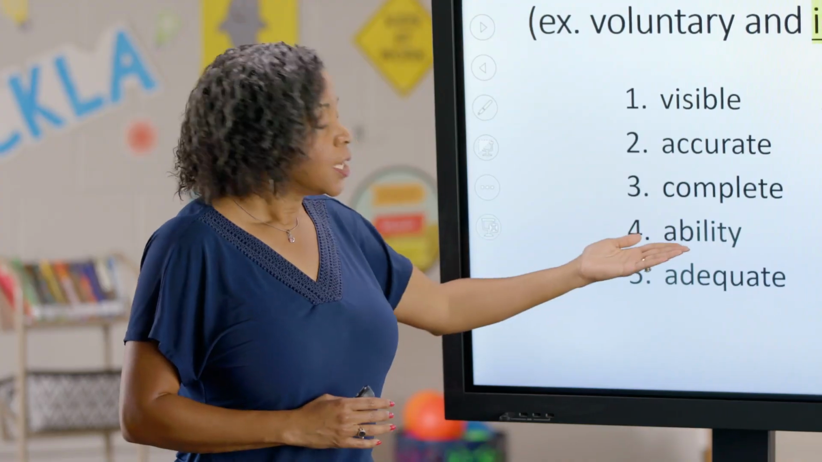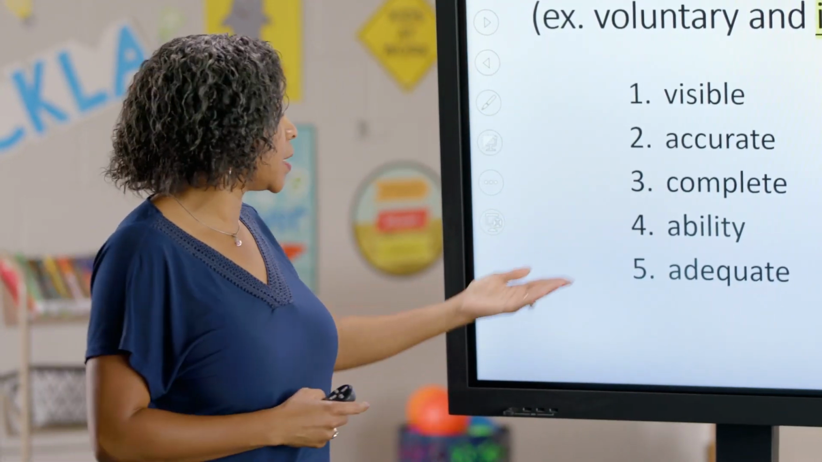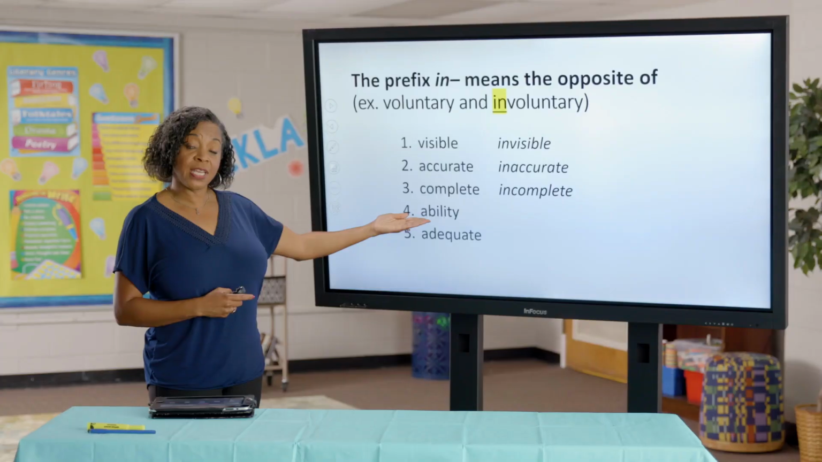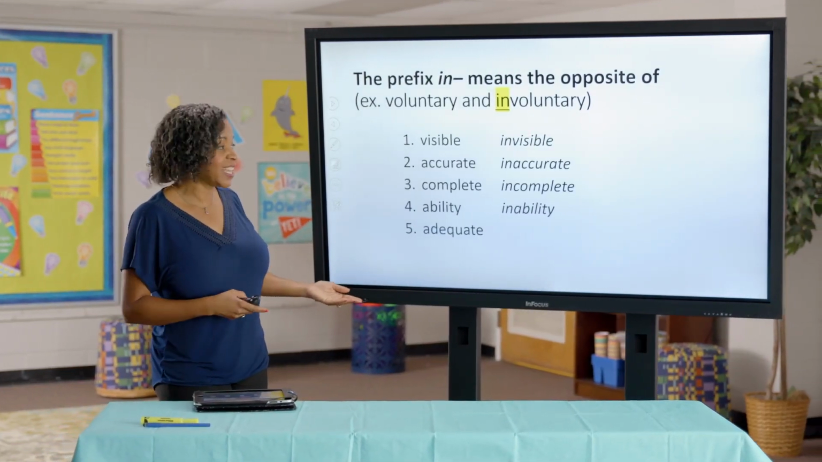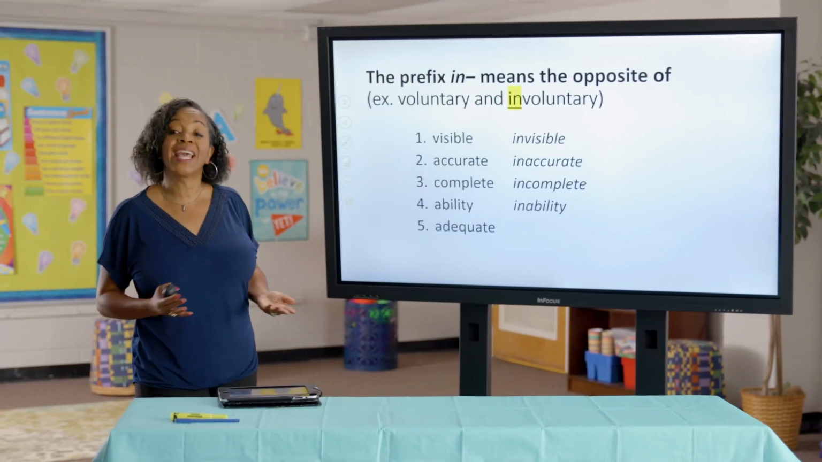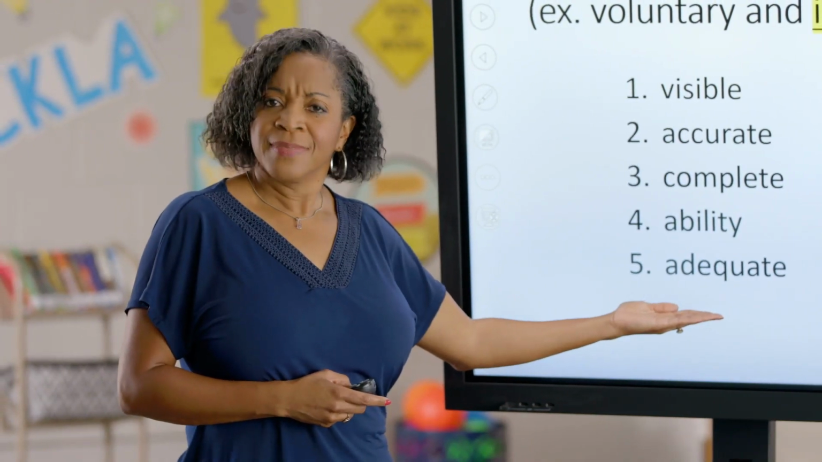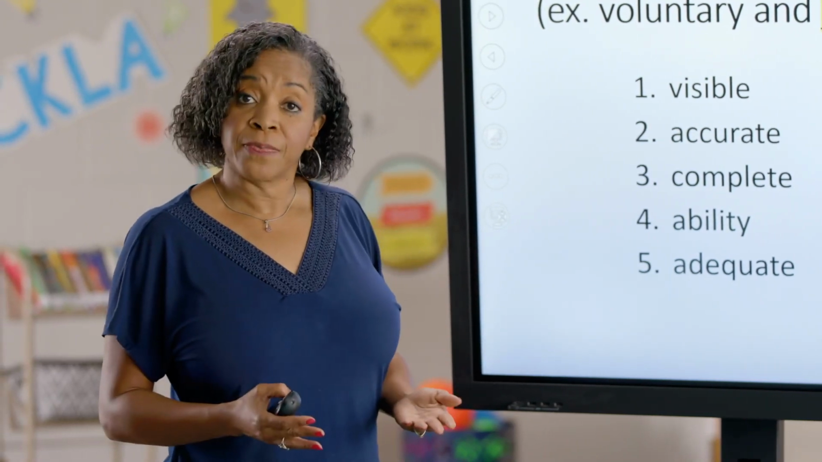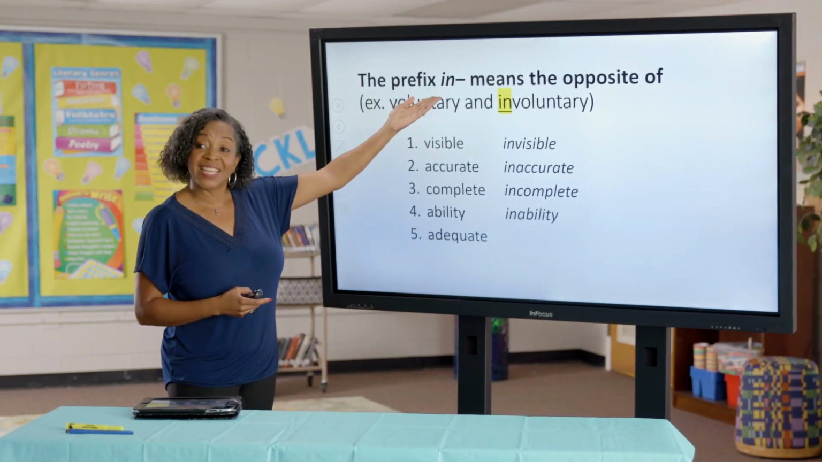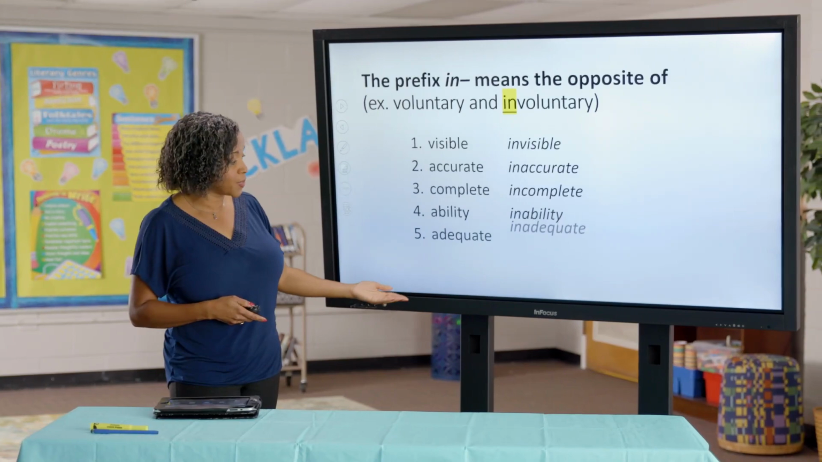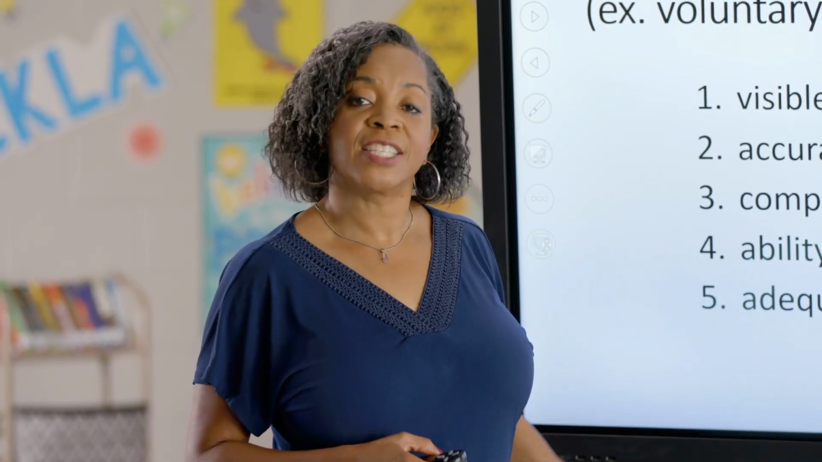Very good. Ability, which means you can do something. You're able to do something. And if we add in to ability, it becomes, it's a little bit difficult to say, inability. Yes, which means you can't do it or it cannot be done. And then we have adequate. What does that word mean? Adequate means it's enough. It's just fine. It's sufficient. So adequate, and we add in to adequate, and the word becomes inadequate. So inadequate means it's not enough and it's not sufficient.